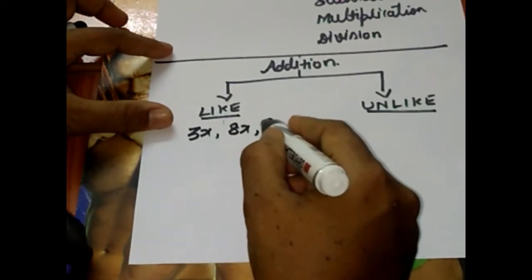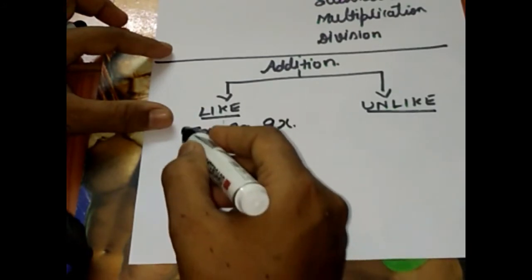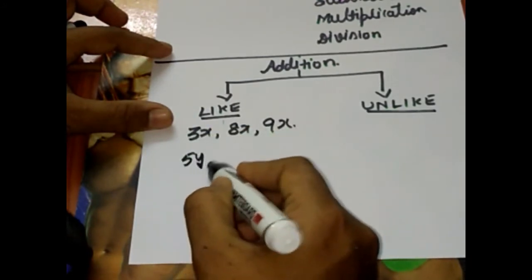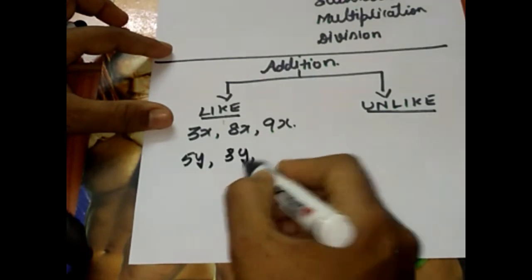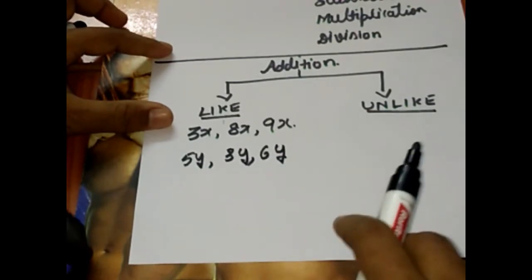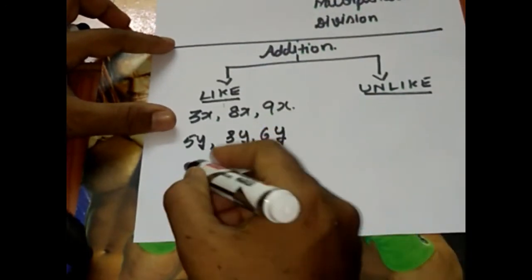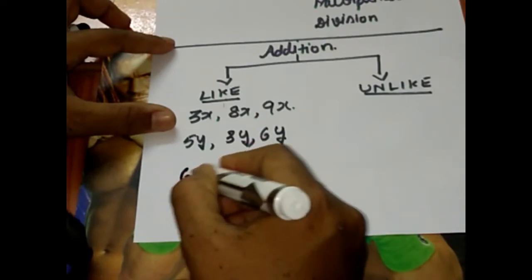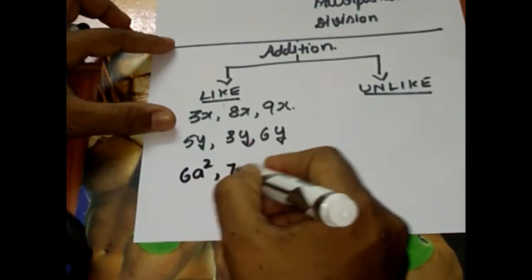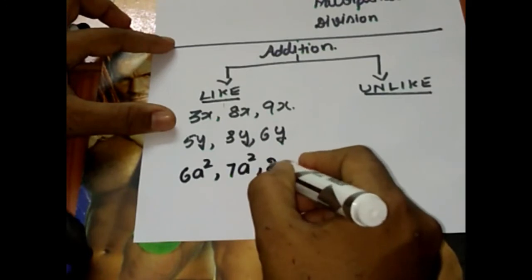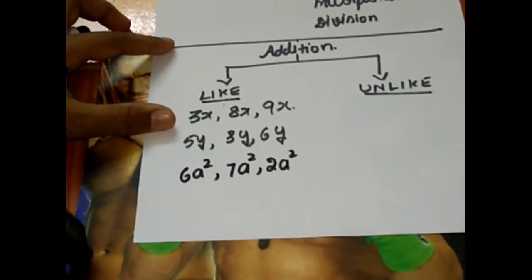8x, 9x. Second example, 5y, 3y, 6y. The third example, 6a square, 7a square, 2a square.